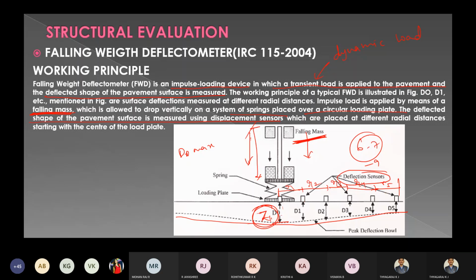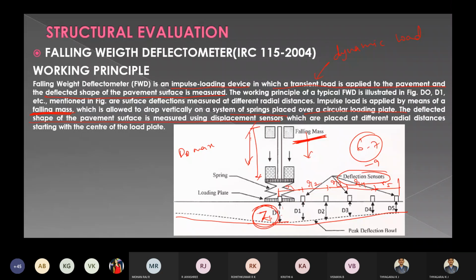So if they ask you to explain the working principle, simply write that it works on the principle of an impulse loading device. A transient load or a dynamic load is applied on the pavement surface, then the deflection is measured when you apply the load, and the deflections like D naught, D1 up to D5 you are going to measure. That is radially you are going to measure, not vertically. Because of this falling mass, the pavement surface undergoes deflection, and you are going to measure the deflection radially.